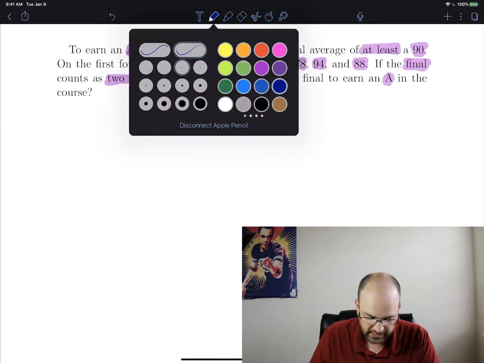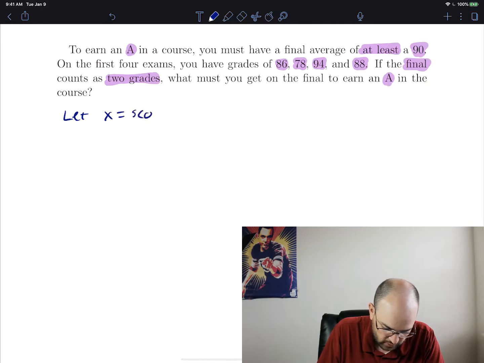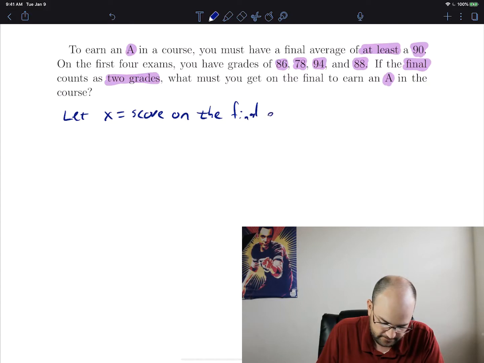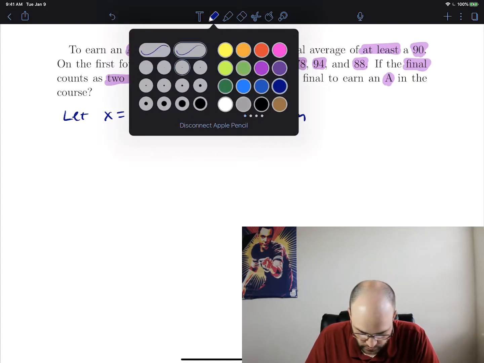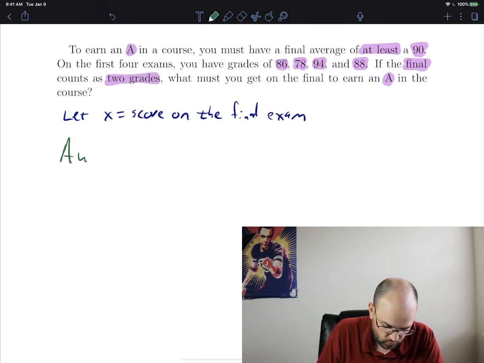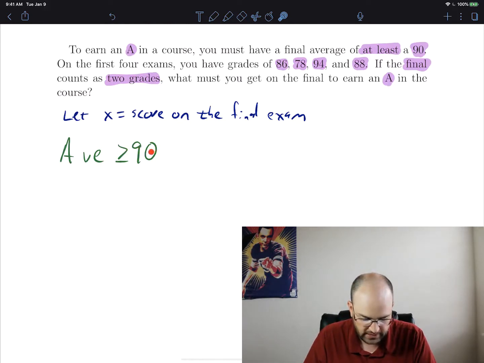That's what we're asking. I'm going to let x equal the score on the final exam. Excellent. Well, what do we want to do? Basically, we want to find when is the average greater than or equal to 90. Notice that we're doing greater than or equal to because we need to be 90 or above. So 90 is the floor that we need here.